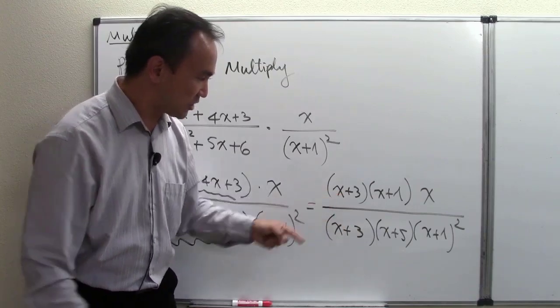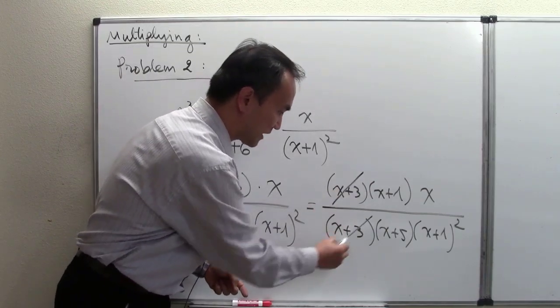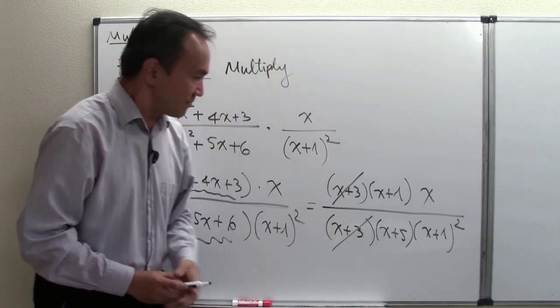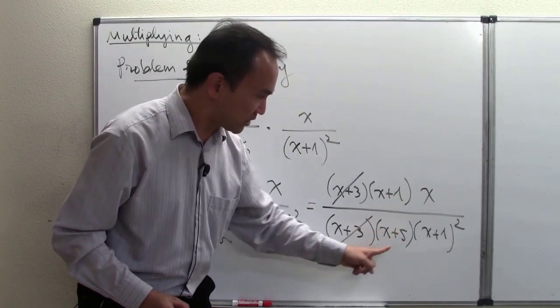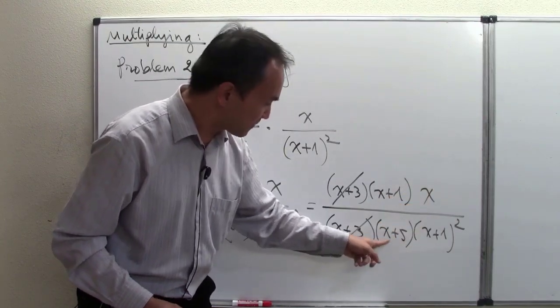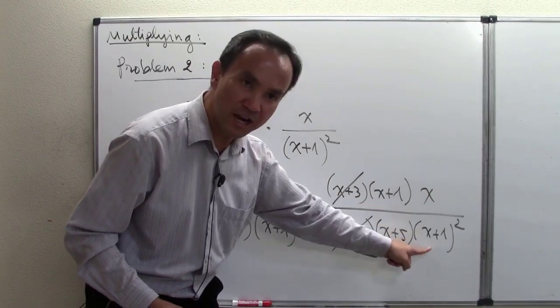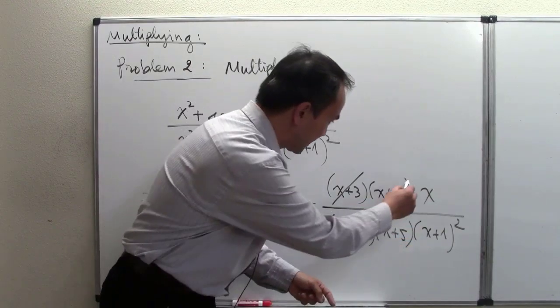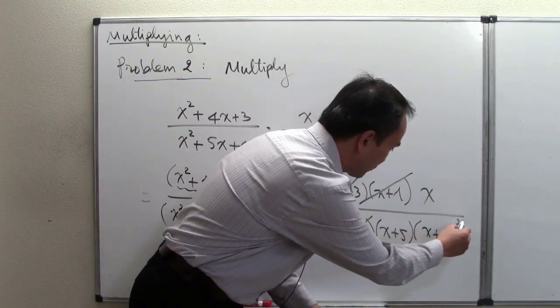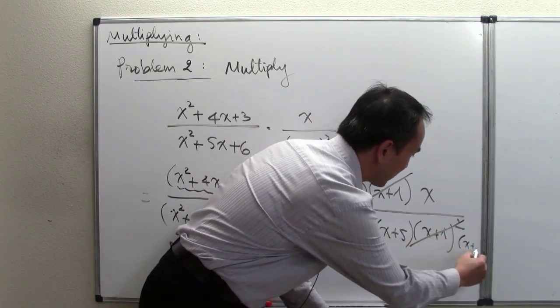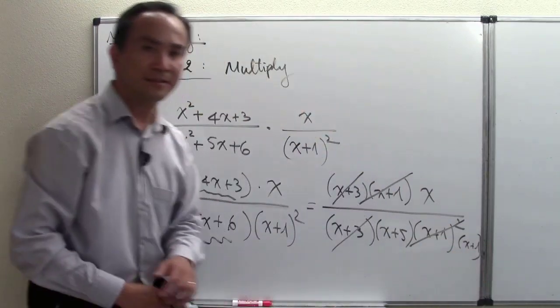Common factor x plus 3 can get cancelled out. It gets cancelled out. X is not common with x plus 5 and x is not common with anything else. X plus 1 is common with one of the x plus 1 down here. So we can cancel that away, and then that will leave behind for me a factor x plus 1.